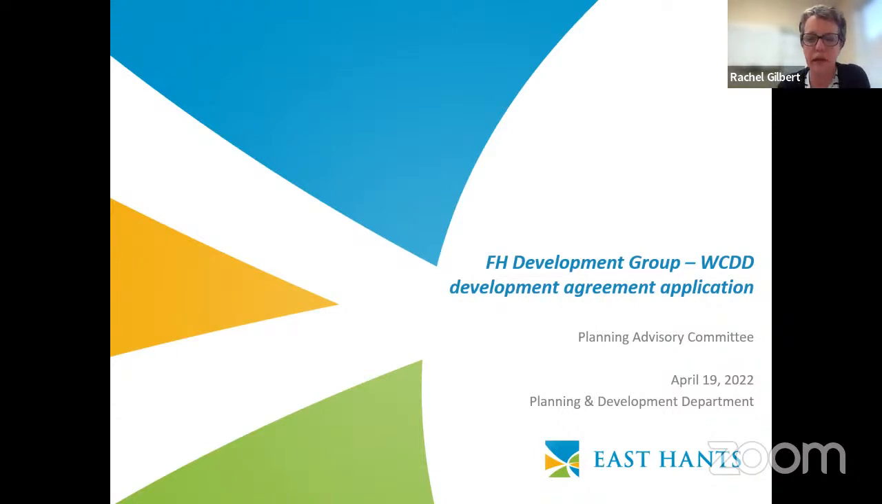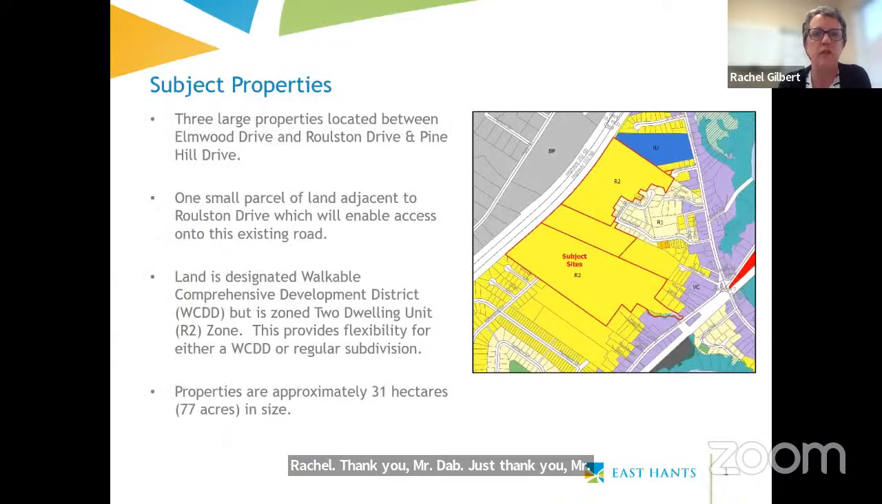Thank you, Mr. Chair. So the applicant owns 3 properties between Ralston Drive and Elmwood Drive, and they're outlined in red on the map to the right. They are zoned for R2 developments, which is 2-unit dwellings. They are designated WCDD, which enables this application. The properties are approximately 31 hectares in size.